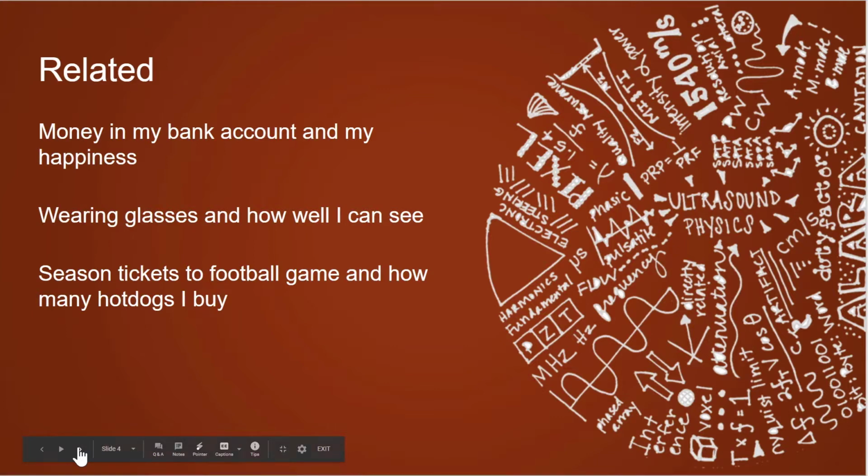Related then just tells us that there is some sort of connection between the two variables, but we're not defining what that connection is. So my examples again, money in my bank account and my happiness. Like, there's probably some relationship between that, but I'm not telling you that when one goes up, the other goes down, or maybe it varies from day to day. It has something to do with one another, but there's just no real relationship that is defined at this moment. So they're related, but we don't know how.